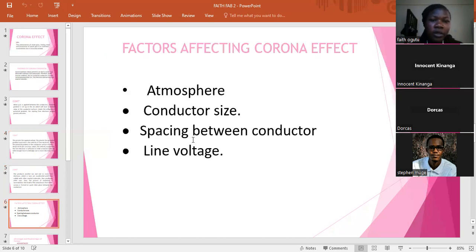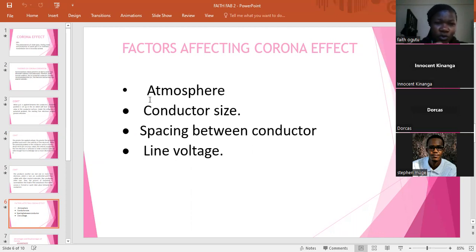We're now going to discuss the factors affecting corona effect, or factors affecting corona formation in overhead transmission line. I have listed 4 factors here, and there are some others, but let's limit our discussion for today to these 4 factors. Factor number 1 is atmosphere. The second factor is conductor size. Then we have the spacing between the conductors and the line voltage.